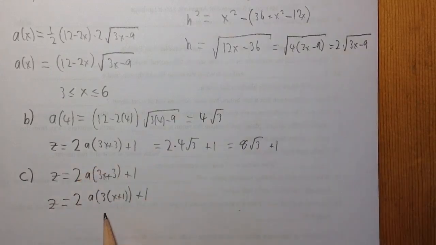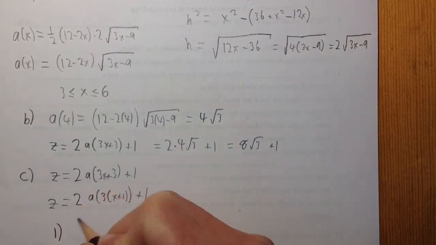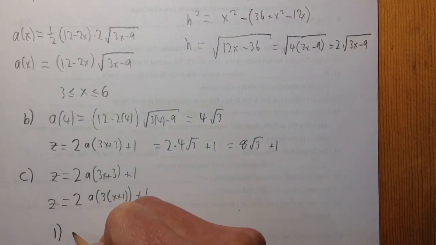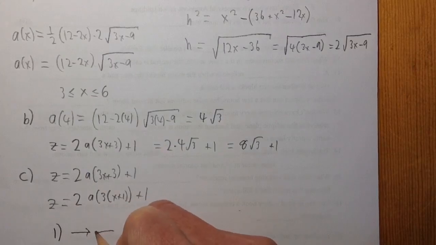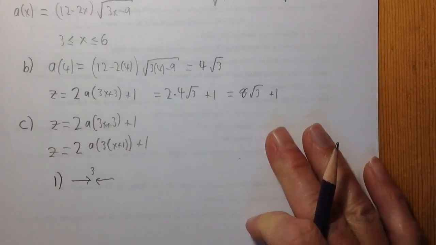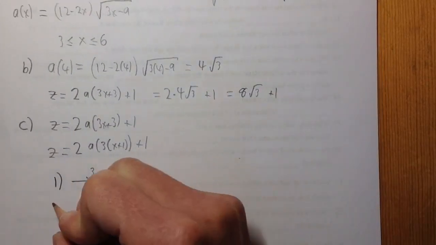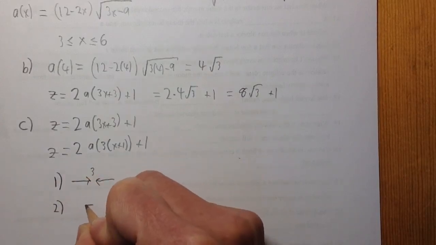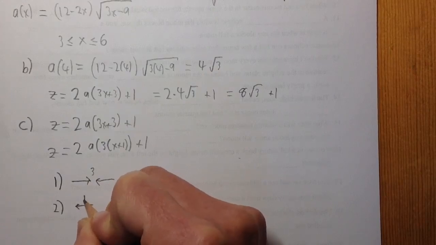So what are the steps? How do we go from our regular old a to this? The first step you always do is dilate in the x direction. That's the 3 there, because it's inside the a. So it's dilating in the x direction, which means it's compressing. It's 3 times smaller, multiplying by 1/3, either way you want to look at it. Then the second step is you shift in the x direction. Plus 1 is always the opposite, so you shift to the left one. The x ones are always opposite.